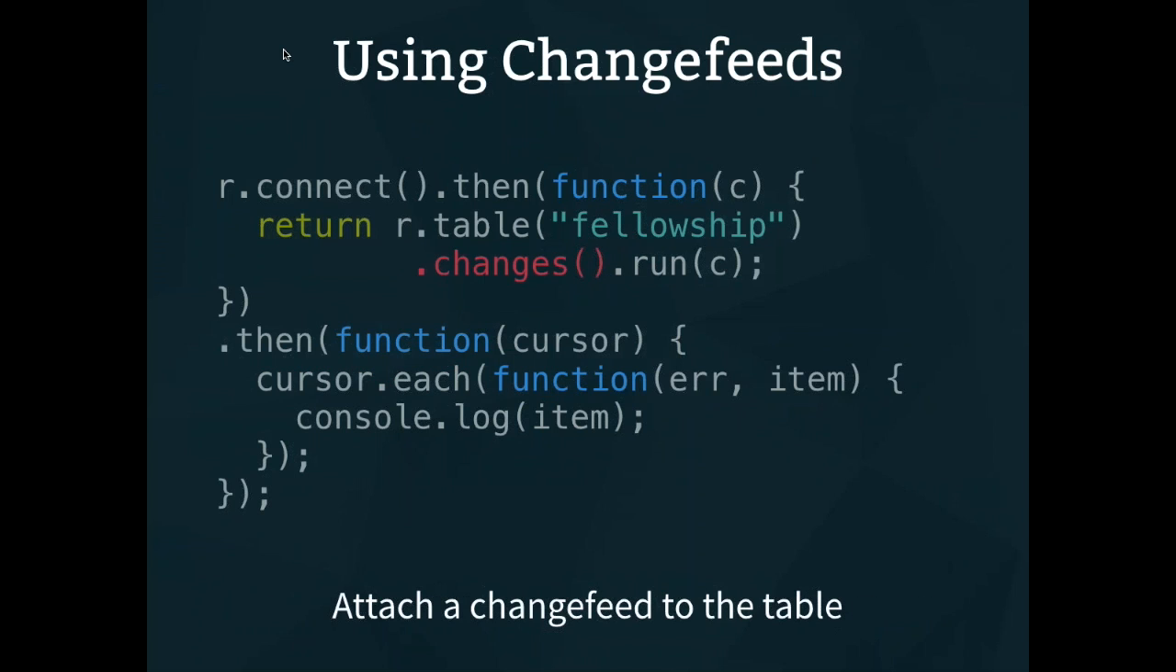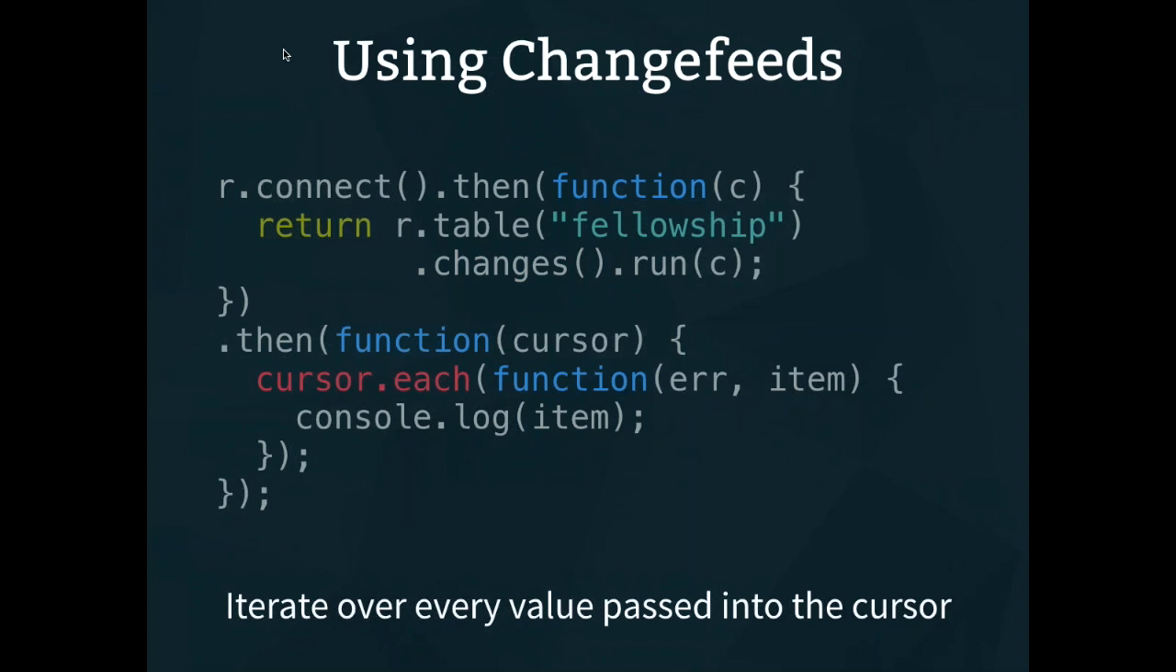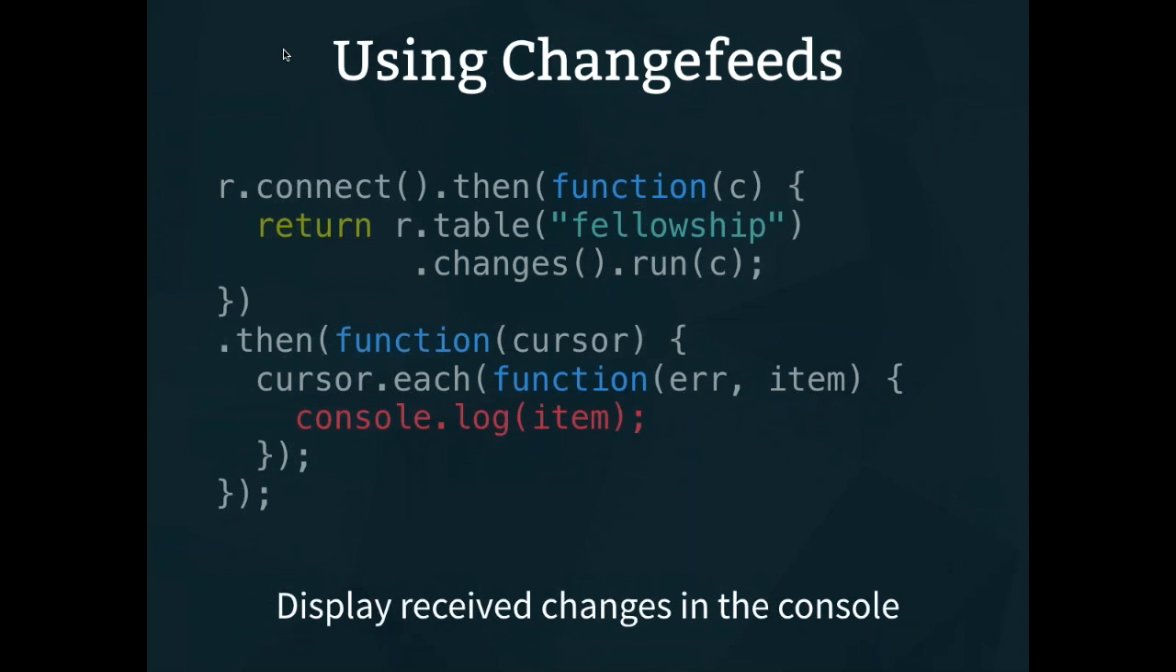So the r.connect sets up the connection, and then .changes attaches to the change feed, and then with cursor.each, you can iterate over every change. So basically what's going to happen here is this cursor just sits around, and whenever there's a new update that comes into the change feed, it'll evaluate the callback that we pass into cursor.each, which in this case is just console.log displaying received changes in the console.